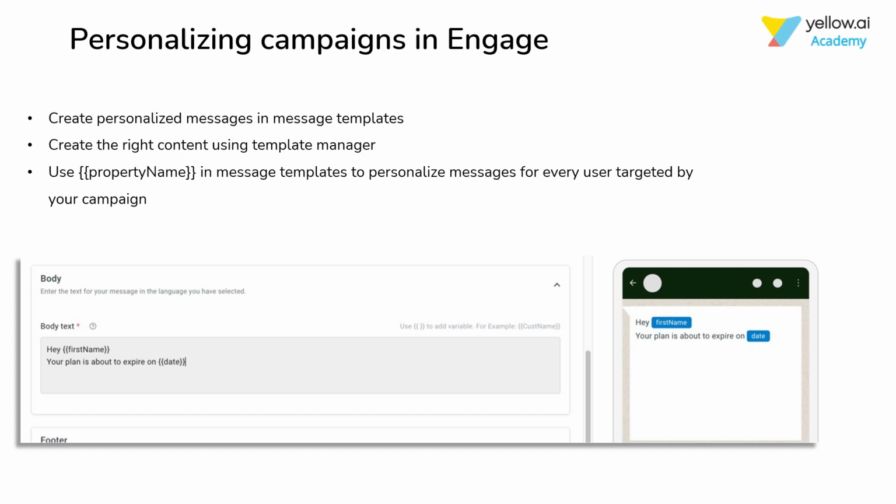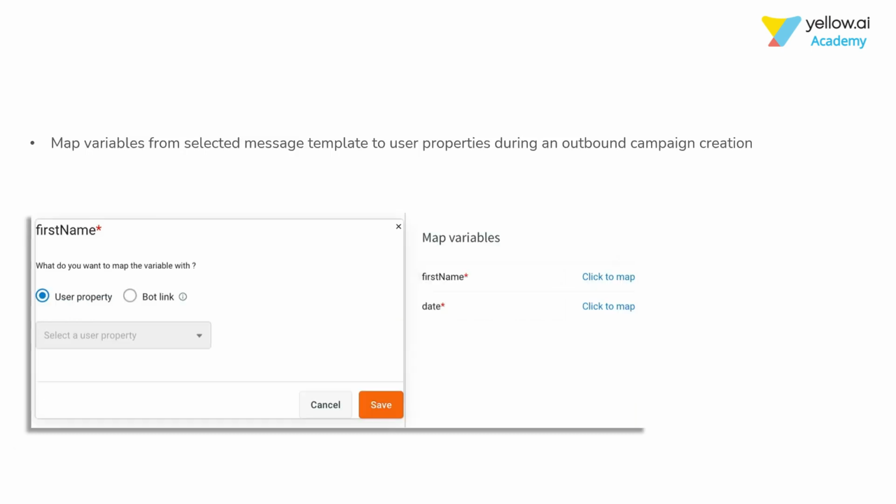The message templates used for engaging with users can be customized in the template manager using placeholders which can be replaced with the right user property before being delivered to the user. This allows you to engage with your users on a more personal level.